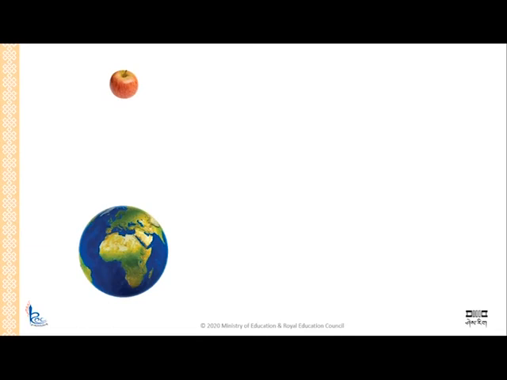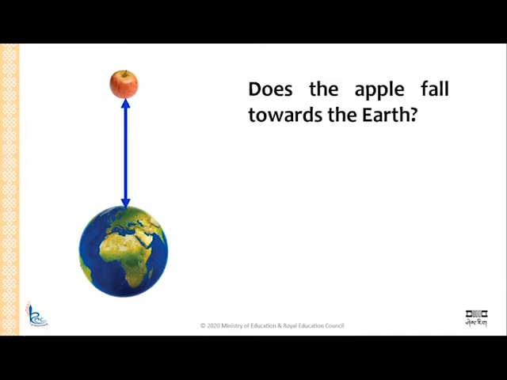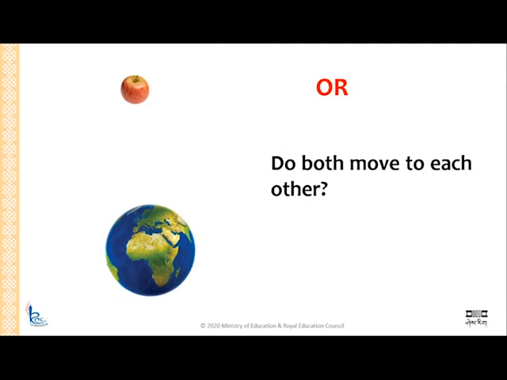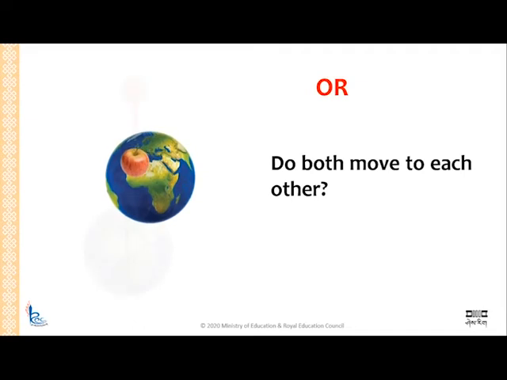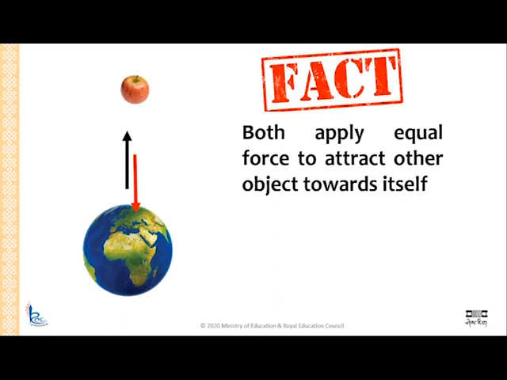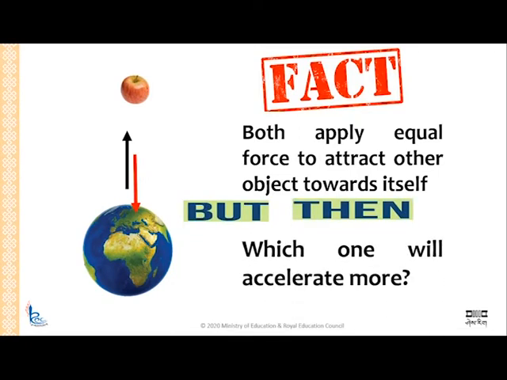So before we really look into the value, we will have a look at an example. Say we have the Earth and an object at a distance r. In this case, does the apple fall towards the Earth, or does the Earth move towards the apple, or do both move towards each other? The fact here is, as stated earlier, they both apply equal force of attraction because they have mass. But then, which one will accelerate more?